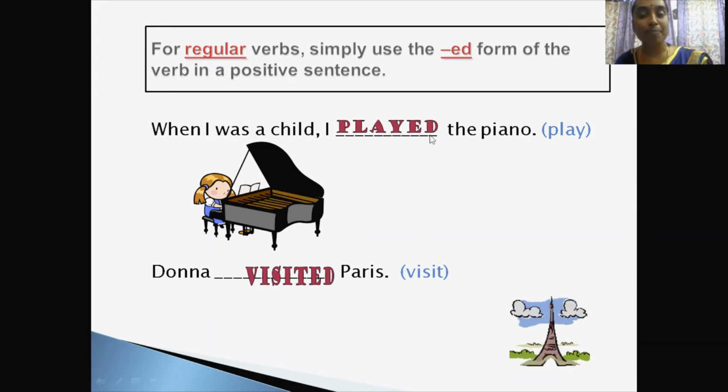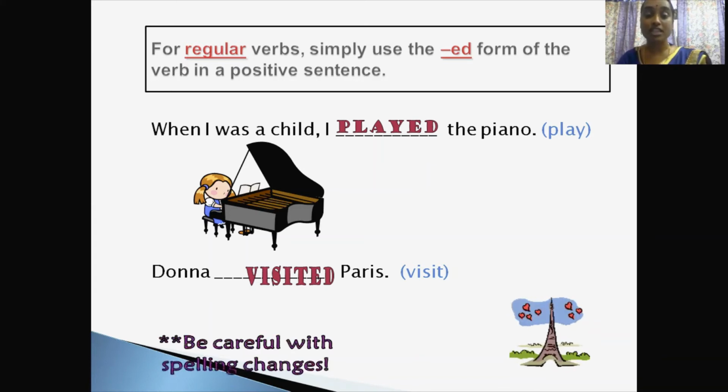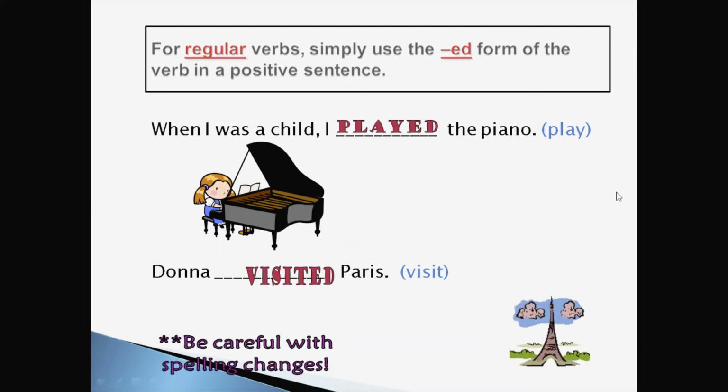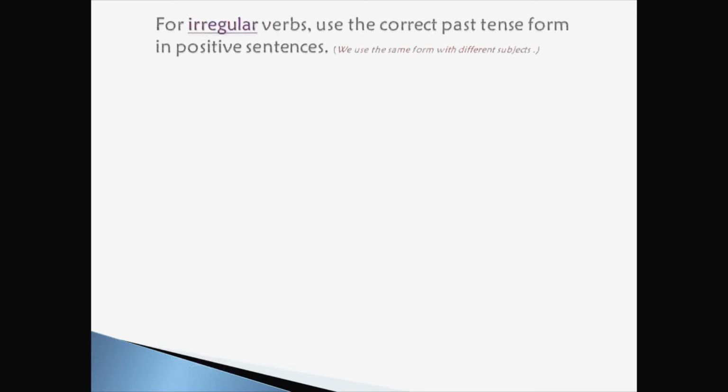And Donna visited Paris. That means who is that Donna? A person name. It's a noun. And what did they do? They have visited Paris. Now see, be careful with the spelling changes. The spellings will not be appropriate if you don't write it properly. Visited, V-I-S-I-T-E-D. Played, P-L-A-Y-E-D. Played.